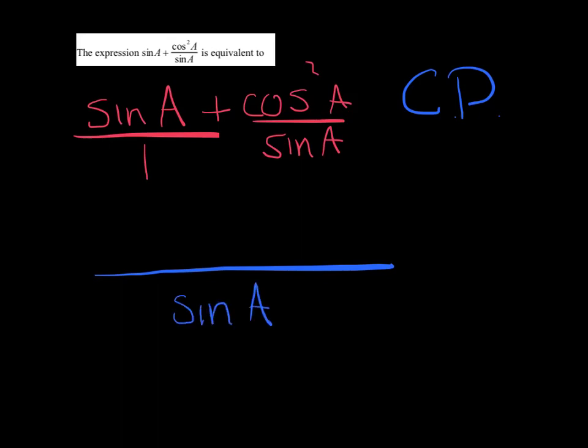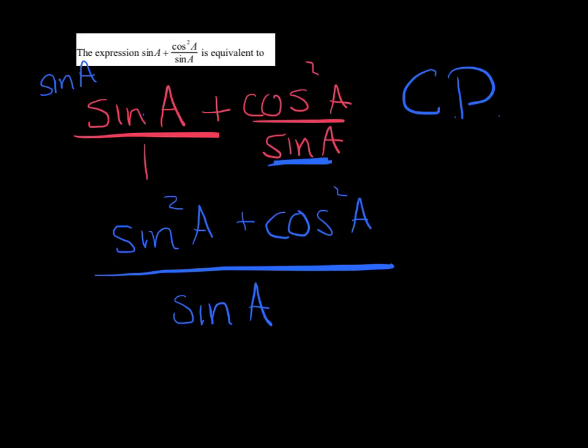So again, when I add fractions, I'm getting a common denominator and making one big fraction. I'm going to multiply the first fraction by sine A, and the second fraction already has sine A. I only need to multiply it by technically 1, and I'm good to go. So I've got sine A times sine A is sine squared A. Notice where that squared is. Plus cosine squared A.